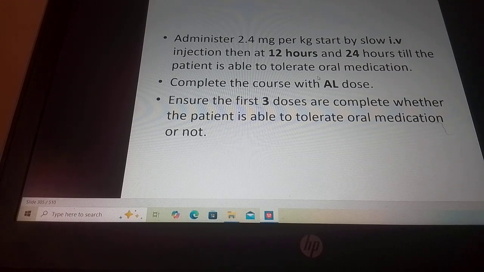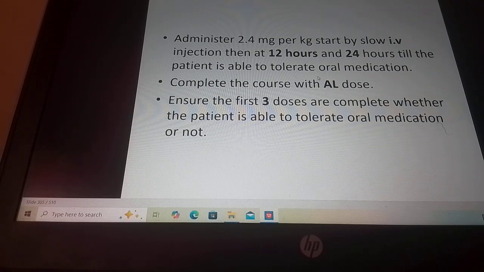Then at 24 hours also administer another dose of artesunate until the patient is able to tolerate the oral medication. Remember, the first 3 doses are mandatory. The patient should be able to complete those, and you can continue for up to 5 days if the patient cannot tolerate oral medication. But once the 3 doses are complete and the patient is able to tolerate oral medication, you give a complete course of artemether-lumefantrine, the AL.